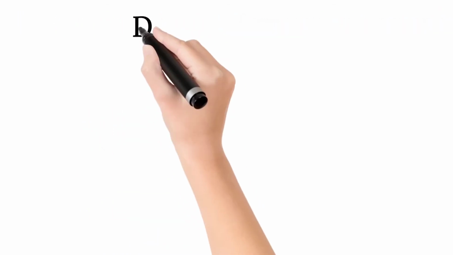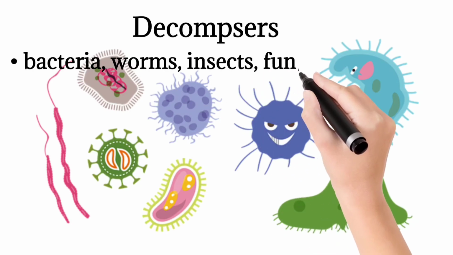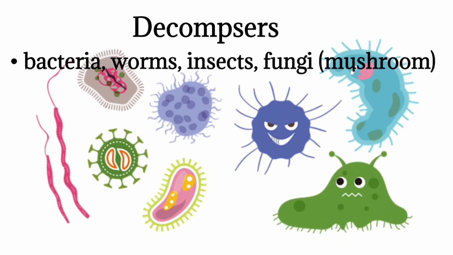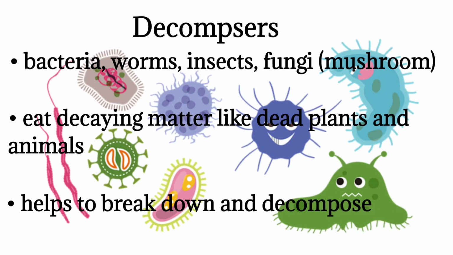The decomposers. Examples of decomposers are bacteria, worms, insects, and fungi. They eat decaying matter like dead plants and animals, and in the process they break down and decompose them.